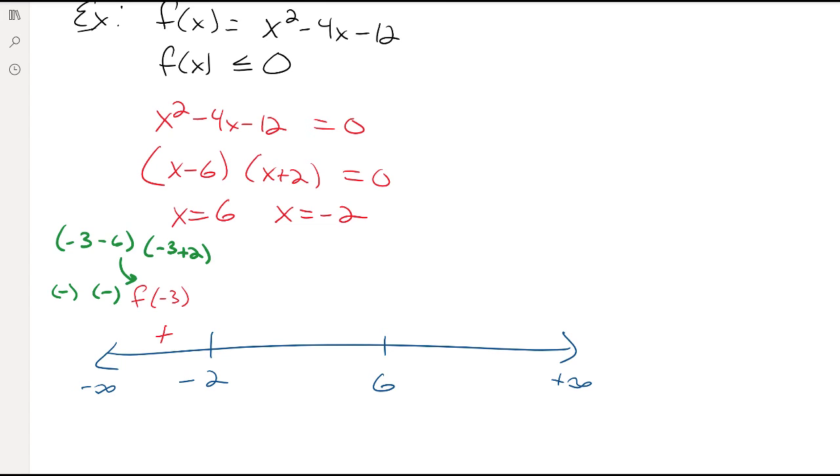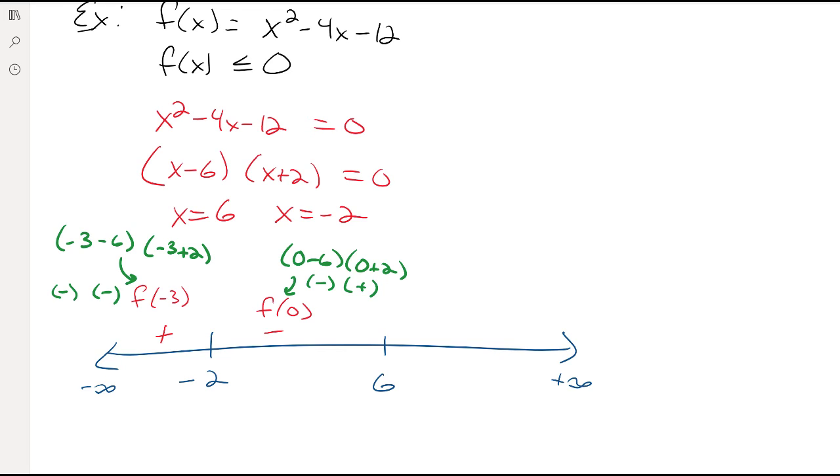All right, in between negative 2 and 6, ooh, what about 0? It's a nice one. 0 means, right, plug into my factored form. That's 0 minus 6 times 0 plus 2. 0 minus 6 is a negative. 0 plus 2 is a positive. A negative times a positive is something negative.